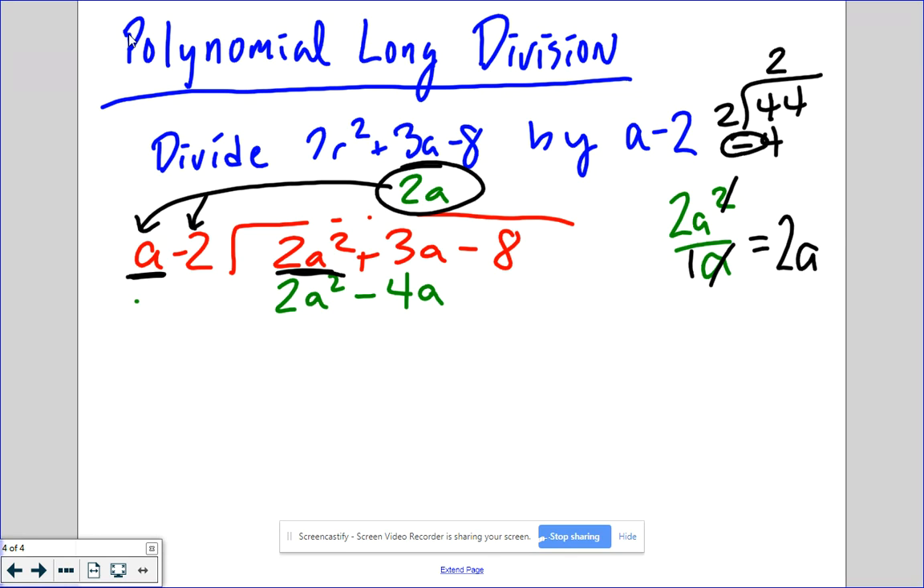Subtract. So what do you think you have to do here? Subtract. 2a squared minus 2a squared cancels. If that doesn't cancel, you did something wrong. You want those first terms to cancel. 3a minus negative 4a is 7a. Minus a negative becomes plus a positive.